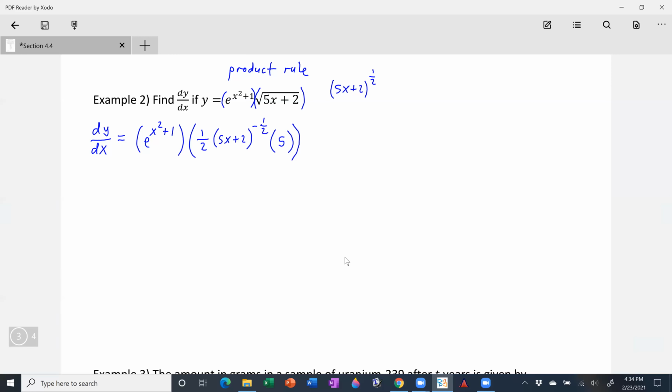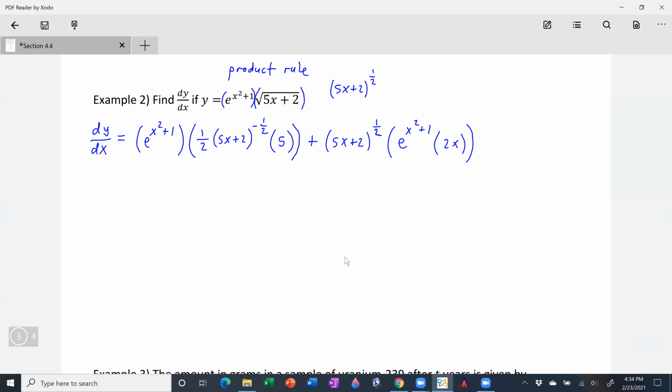Halfway there. So that's the first times the derivative of the second, plus the second. Let's write that as (5x plus 2) to the 1/2, times the derivative of the first. Be careful. The derivative of e to the u, or e to the stuff, is itself, times the derivative of the stuff. So the derivative of x squared plus 1 is 2x. All right, and that's all of the pieces.